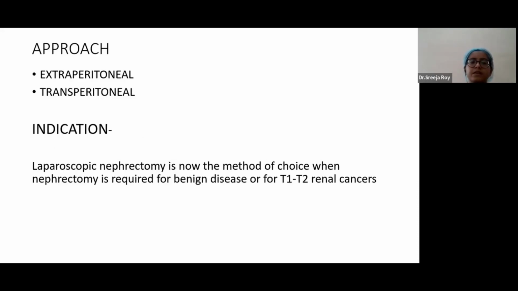The approaches may be extraperitoneal or transperitoneal. Laparoscopic nephrectomy is nowadays a method of choice when nephrectomy is required for benign disease or for T1, T2 renal carcinoma.